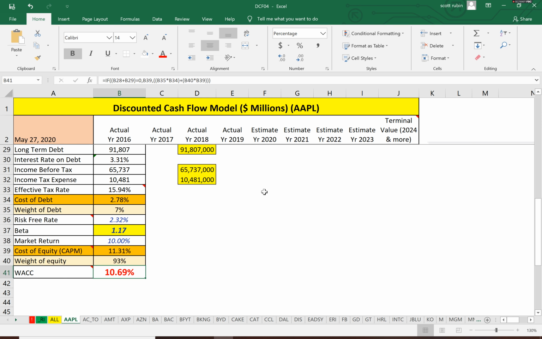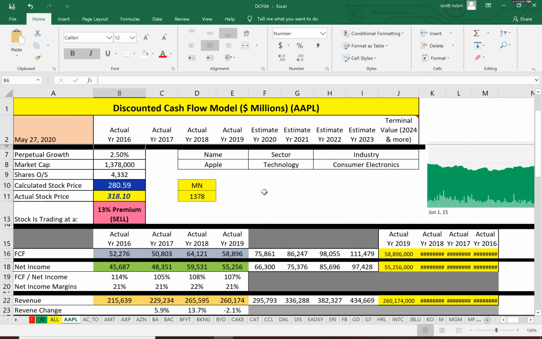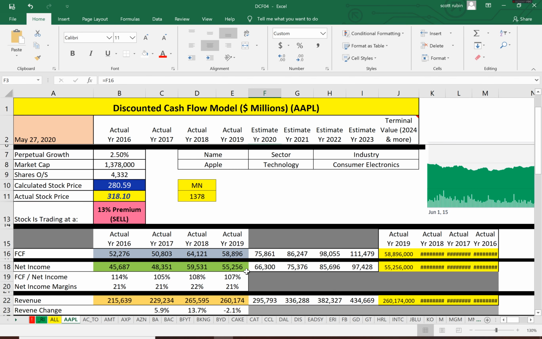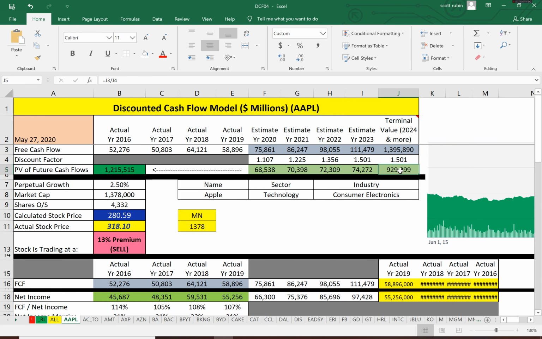So the weighted average cost of capital is 10.69%. So we have to discount their future cash flows by that rate. And we figured out the future cash flows based off of the inputs from earlier. And now we present value those numbers, and we come up with a value of $1.2 trillion. And when you divide that by 4.3 million shares outstanding, you get a calculated share price of $281, which is slightly lower than what they're trading at.